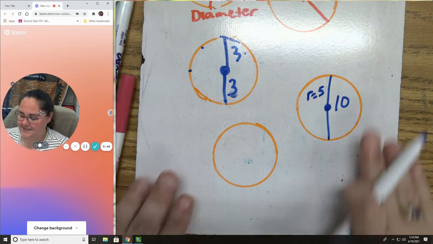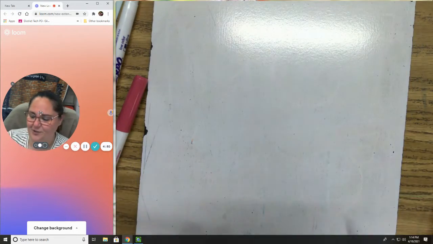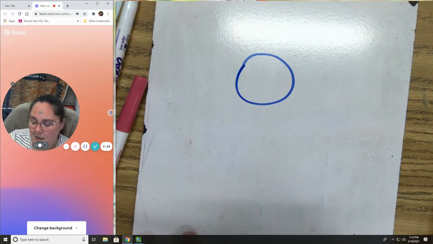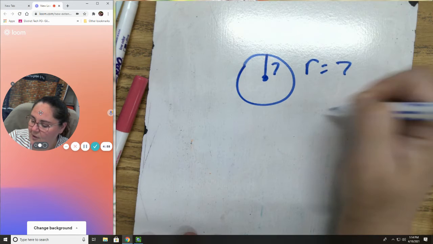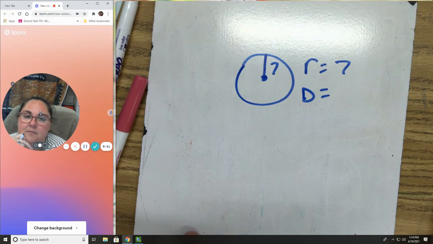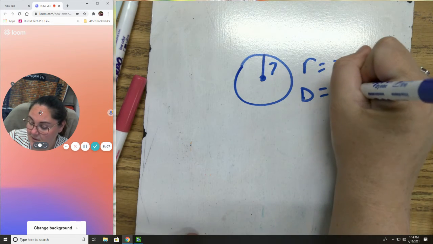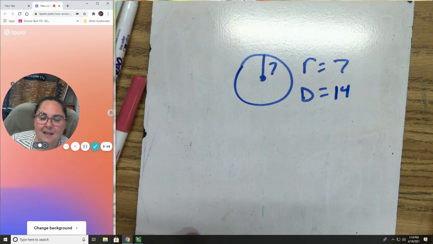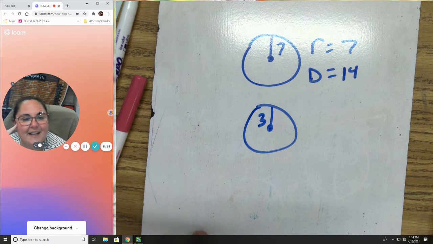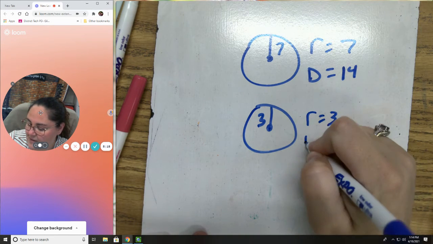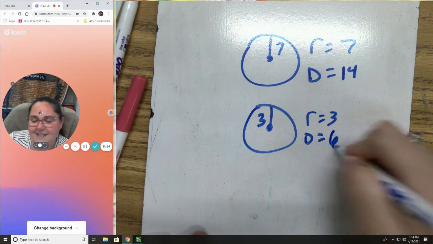We're going to do a few practice problems. Don't mind my circles, it's hard for me sometimes to draw them, so just imagine they're good circles, okay? Here's my circle. What if my radius was 7? What is my diameter? Multiply by 2. 7 times 2 is 14. All right, this radius is 3. What is my diameter? Six. See how easy this is?